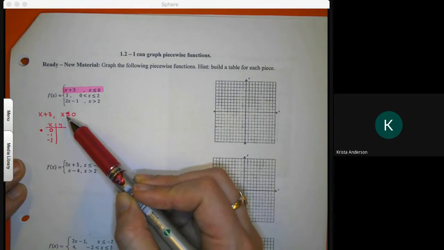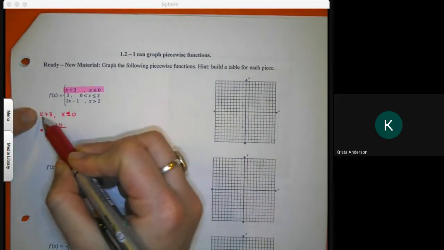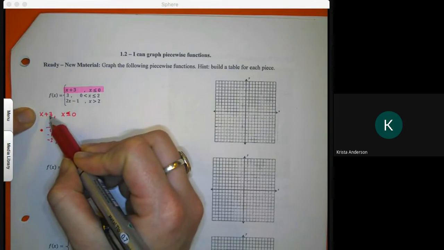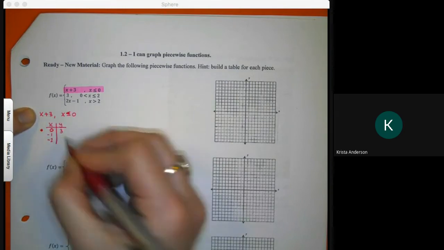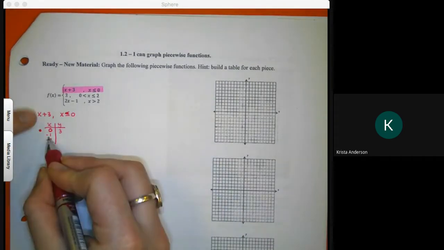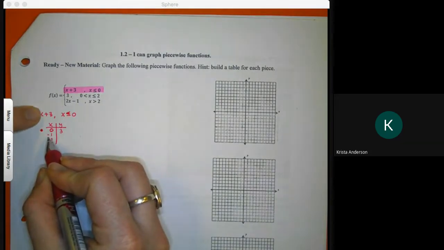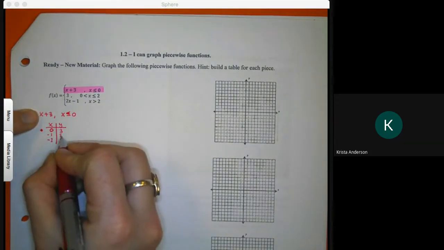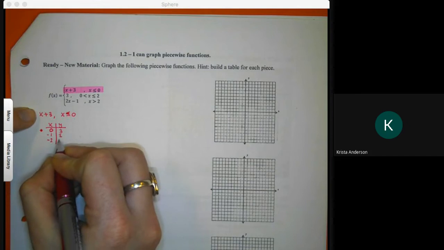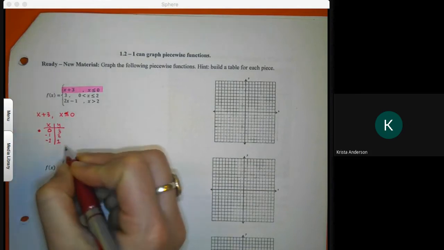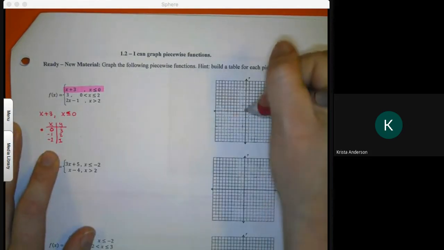Then I plug in. What is 0 plus 3? 3. What is -1 plus 3? 2. -2 plus 3? 1. I can then go over here and graph.